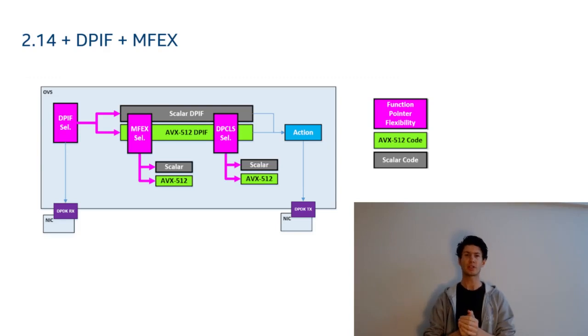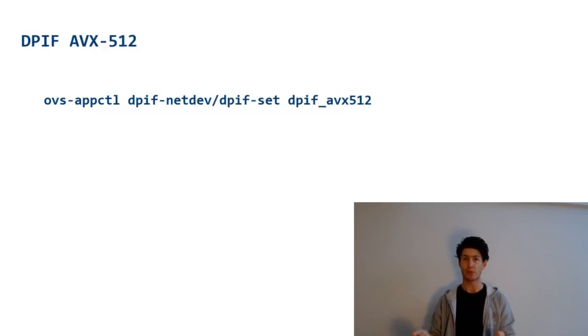So having introduced these concepts like the DPIF function pointer and the Miniflow extract, what does this actually look like for the user to use, to consume? For the case of the DPIF, let's look at that first. And it's just a single command to run. It'll be added to the OVS appctl command.